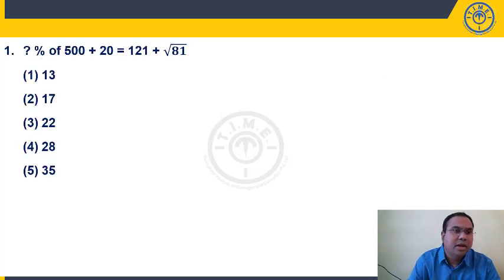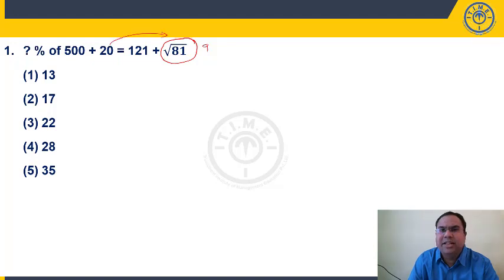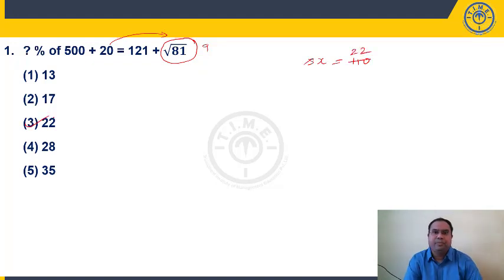Question number 1. Question mark percent, we'll take it as x percent. x percent of 500 plus 20 is equal to 121 plus root 81. What is the value of root 81? 9. 121 plus 9 is 130. If I send this 20 to this side, 130 minus 20 is 110, equal to 5x. x is equal to 22. 22 is present in choice 3.